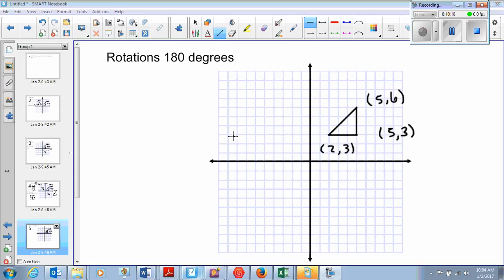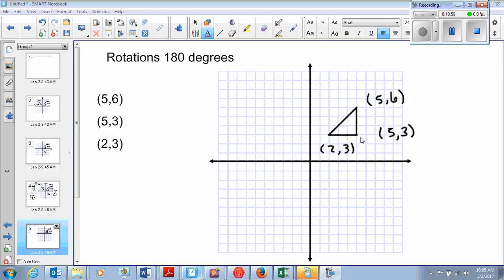The last thing we have to talk about is a 180-degree rotation. So whether we're going 180 counterclockwise or 180 clockwise, they're going to end up in the same quadrant. We're going 2 quadrants. So if I'm going to the right, it's going to go 90 and then 180. If I'm going to the left counterclockwise, it's still going to be 90 and then 180. So let's look at that. Here's where our points are, (5, 6), (5, 3), (2, 3). We're going to rotate it 180 degrees. It doesn't matter whether it's clockwise or counterclockwise.